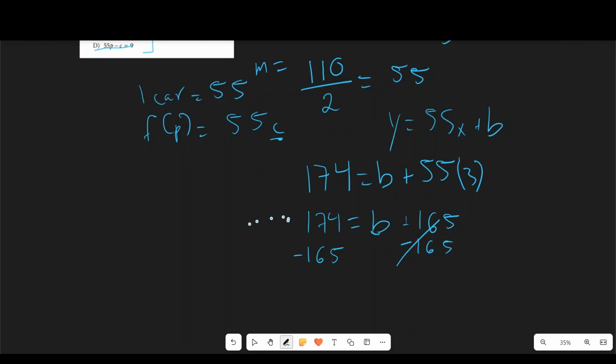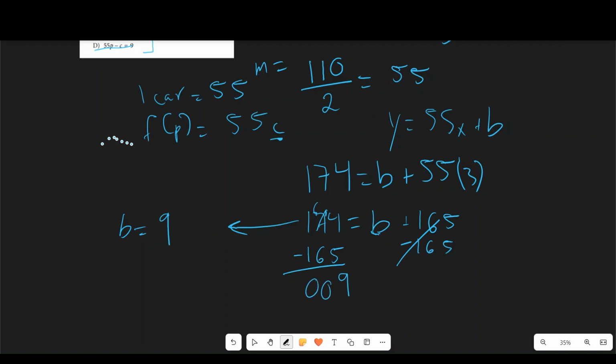That gets rid of that. So therefore, b is going to equal 174 minus 165. So let's just do that right here. We gotta borrow a 1 from here, so this becomes 6. 14 minus 5 is going to be 9. 6 minus 6, 0, 0. So b is equal to 9.